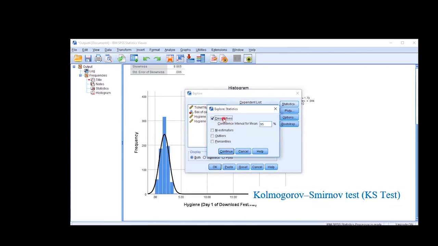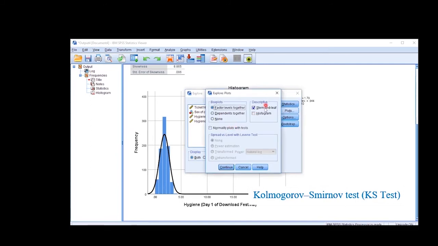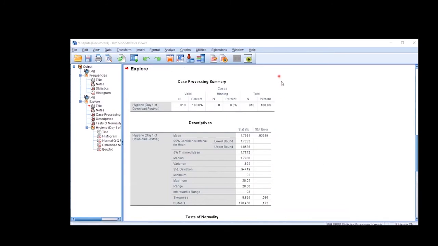We do not require anything from here, but we are interested in the plots. Uncheck stem-and-leaf. If you are interested, you can put the histogram, and you can also check the normality plots with tests. So now this menu will produce the plot along with the test. Now, about the KS test, continue, and then press OK. Okay, now the results are before you.